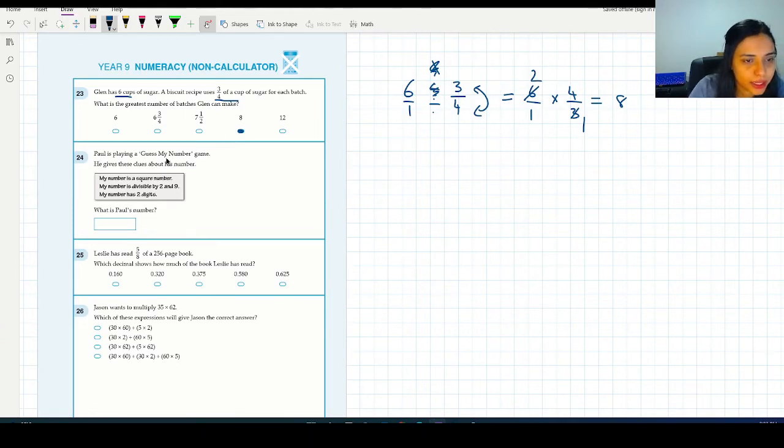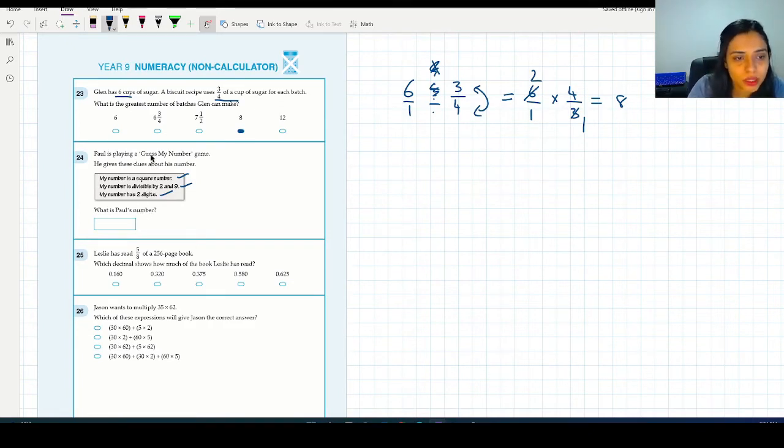Paul is playing a guess my number game. He gives these clues about his number. My number is a square number. My number is divisible by 2 and 9. My number has 2 digits. Alright, so first let's write out all the 2-digit square numbers.